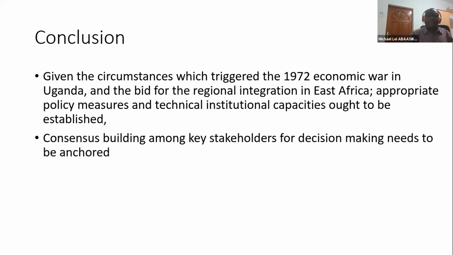In conclusion, given the circumstances which triggered the economic war in Uganda in 1972, and the bid for regional integration in East Africa, appropriate policy measures and technical institutional capacities ought to be established. Consensus building among key stakeholders for decision making needs to be enhanced, because the previous war did not take into consideration the opinion of the stakeholders. Thank you very much. This is where I stop.